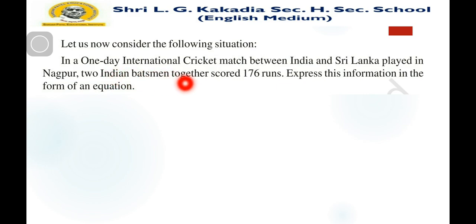Two Indian batsmen together scored 176 runs. Express this information in the form of an equation. Now here in this problem, it is given that two Indian batsmen scored 176 runs, meaning the sum of one batsman's score plus the other batsman's score is 176.